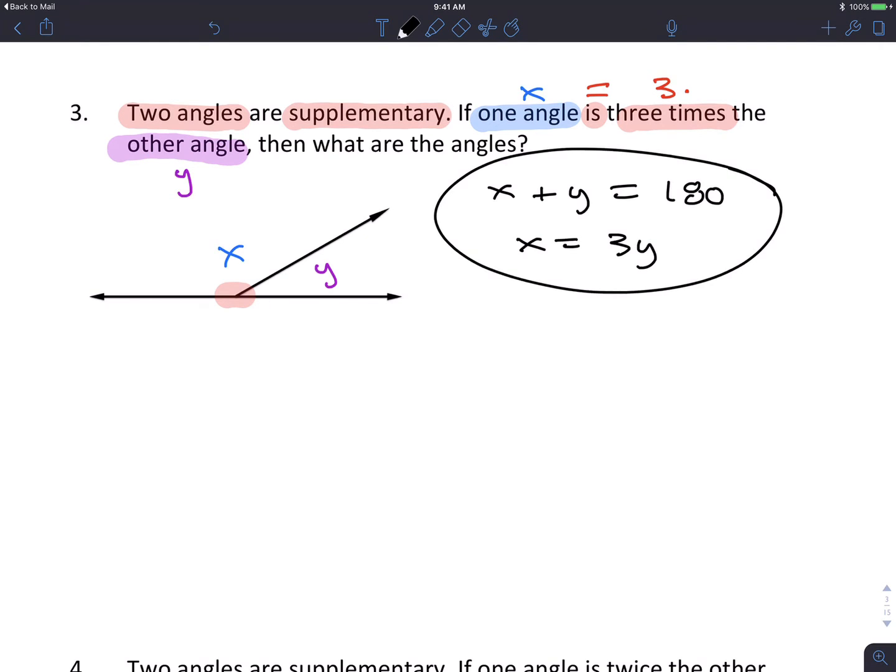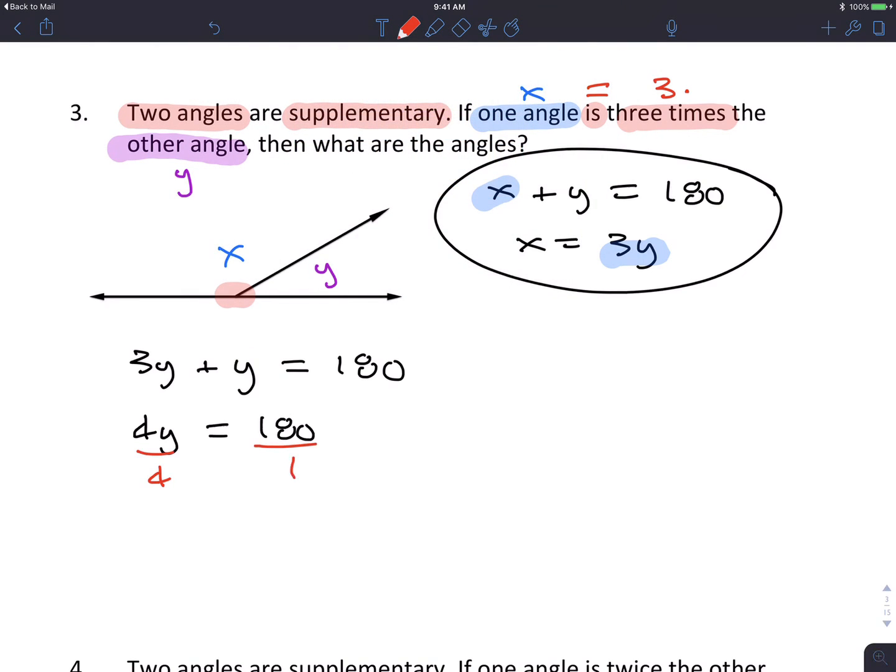Two equations, two unknowns. We're going to substitute that second equation for x. We know that x is in blue here, so we're going to say, okay, this x is 3y. Plug this in here for the x using substitution. Let's put the algebra equation over here. We get 3y plus y is 180. That means 4y is 180.